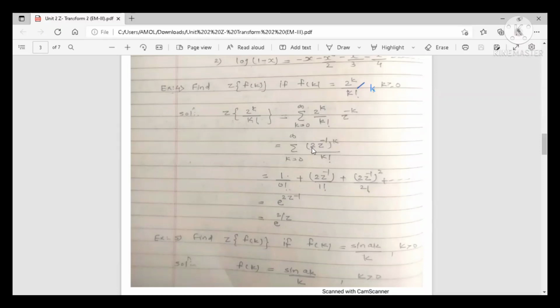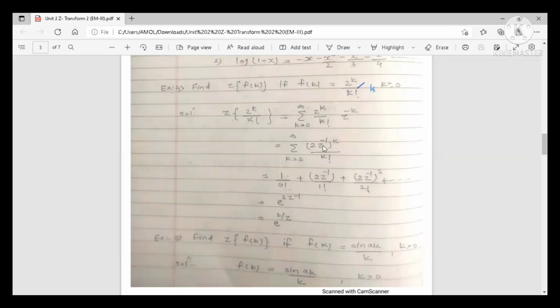So the term here is 2 into z raised to minus 1, to the power k, upon k factorial, where k varies from 0 to infinity. Now put k equal to 0. When the power is 0, the value of the term is 1. So 1 upon 0 factorial, plus 2z raised to minus 1.